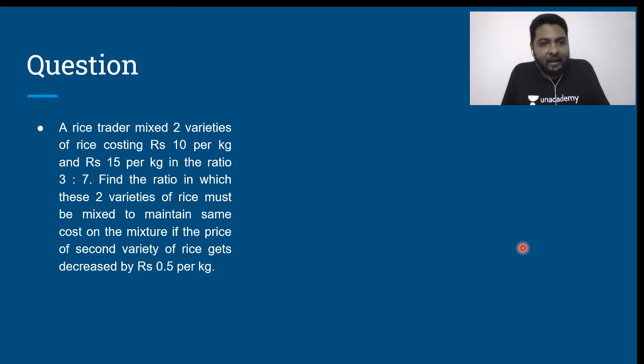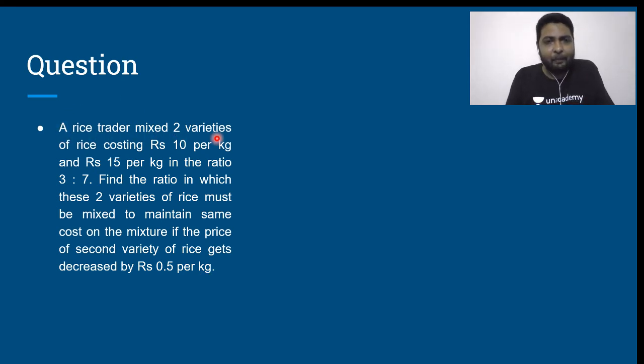A rice trader mixed two varieties of rice costing rupees 10 per kilo and rupees 15 per kilo in the ratio of 3:7. Find the ratio in which these two varieties of rice must be mixed to maintain the same cost of the mixture if the price of the second variety of rice gets decreased by rupees 0.5 per kilo.